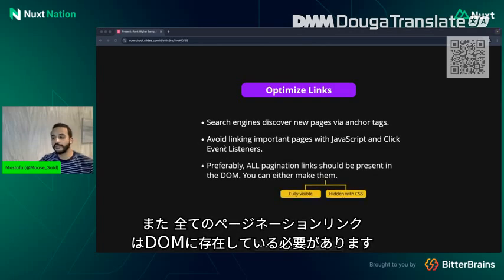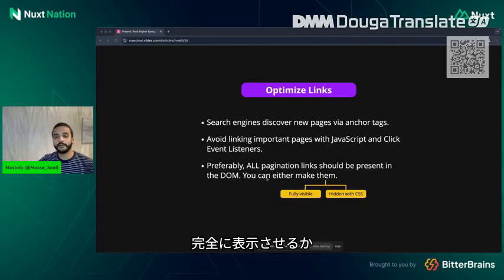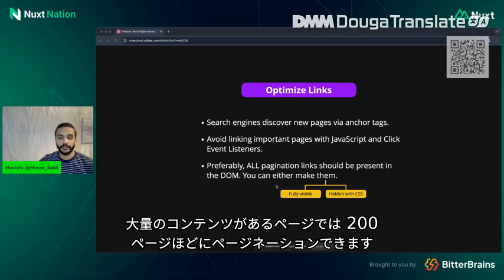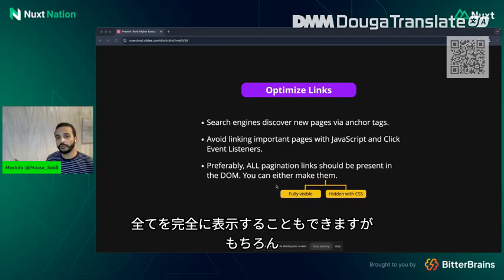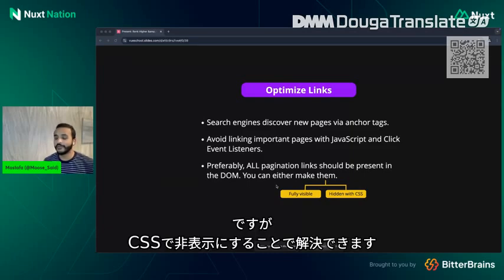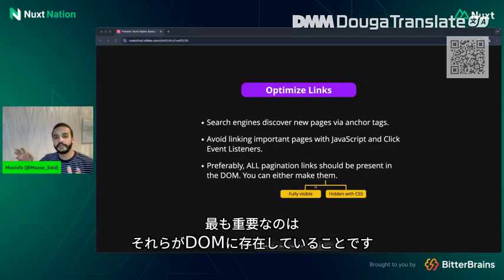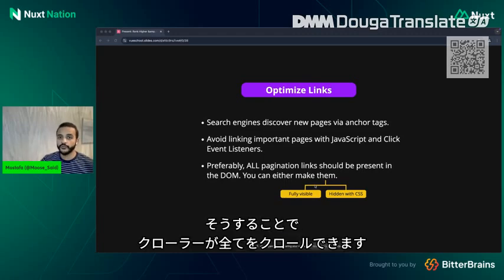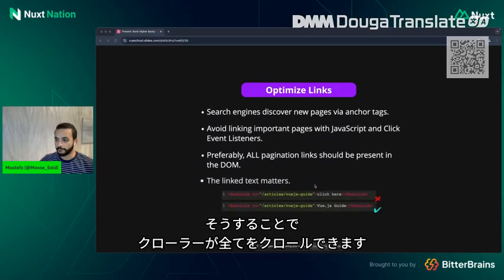And then also, preferably, all pagination links should be present in the DOM, and you can either make them fully visible, like if you have a page with a lot of content, so you can paginate it maybe to 100 pages, so make all of them fully visible, which of course is going to make the page a little bit crowded, but you can hide them with CSS and that will solve it. The most important thing is that they exist in the DOM so that crawlers are able to crawl all of them.